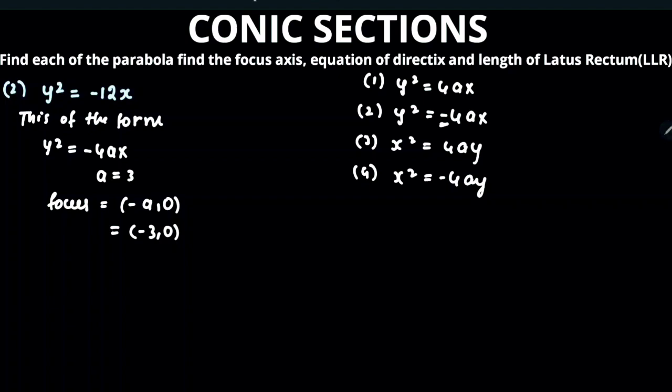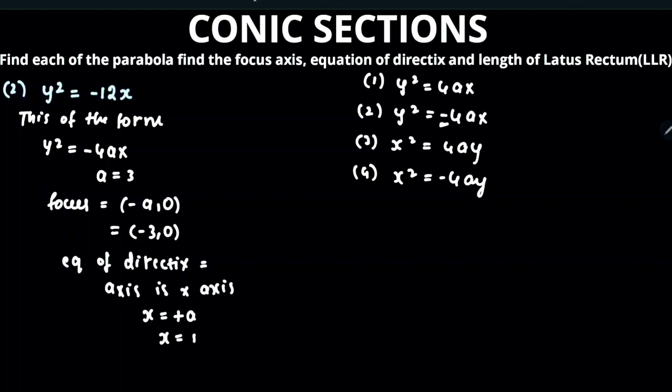And then now you have to find equation of directrix. Axis is again x-axis, but here as there is minus sign, you have to take x as positive a. X is equal to plus 3. And what is latus rectum? 4a. So 4a means 4 into 3 is equal to 12. Did you understand? We have finished solving both of the forms, and we'll solve 3 and 4 also.